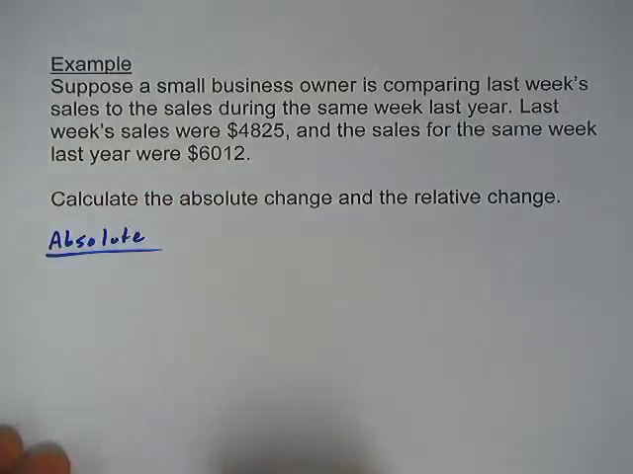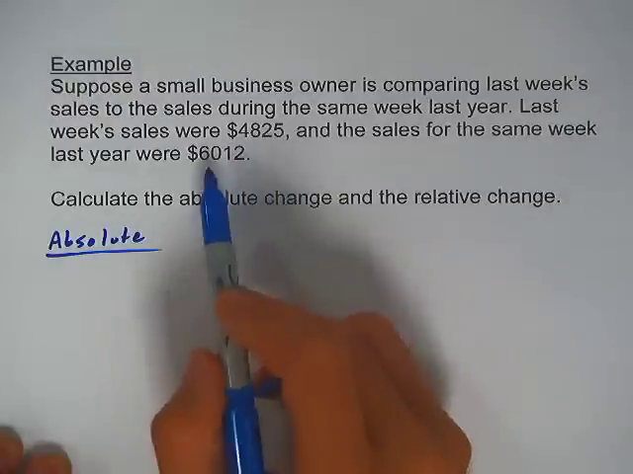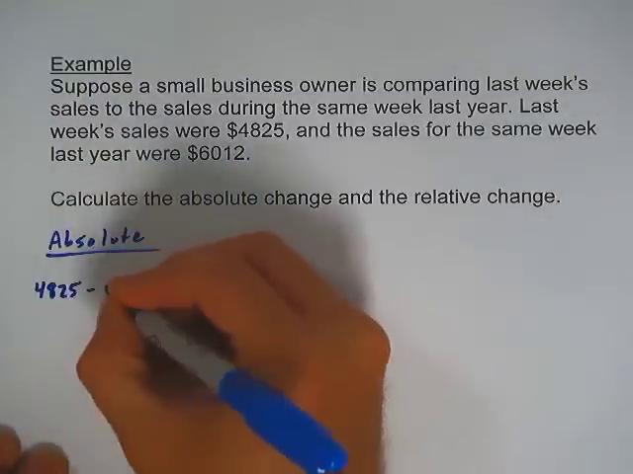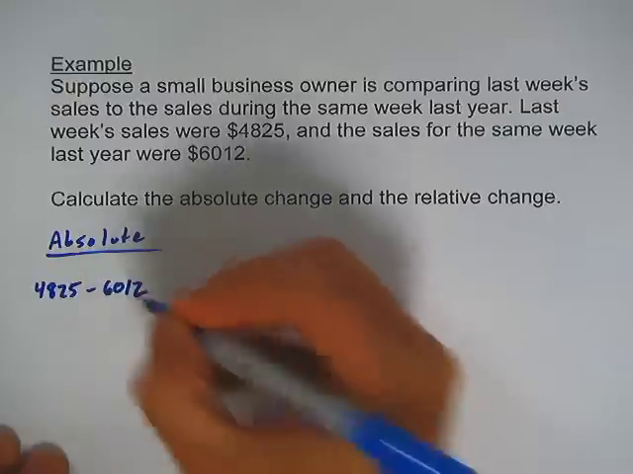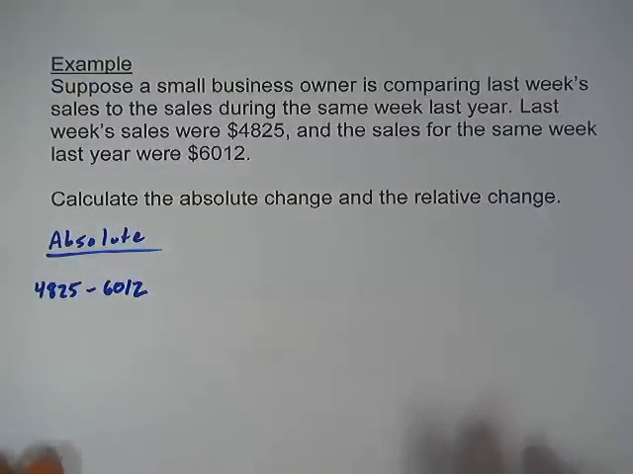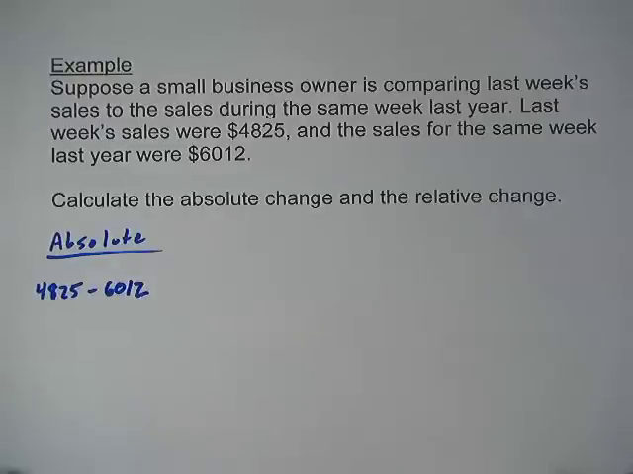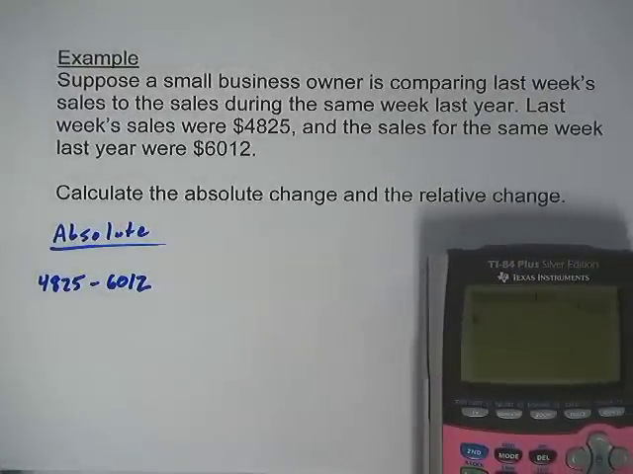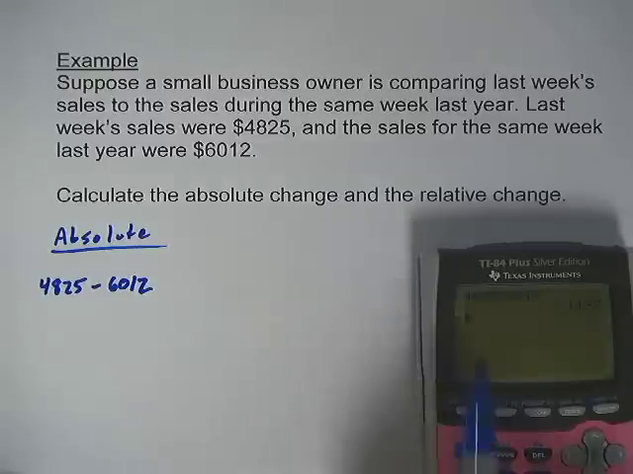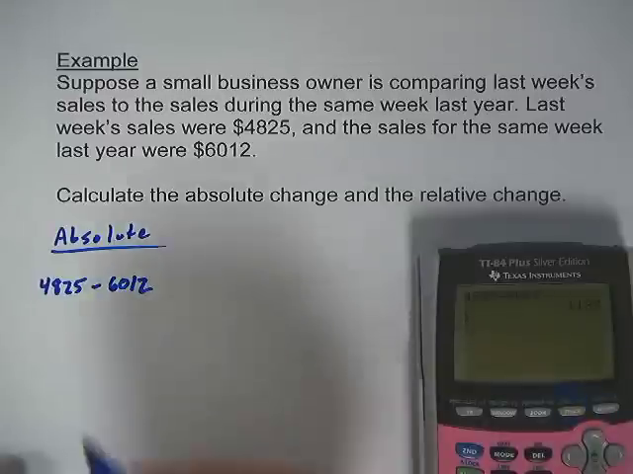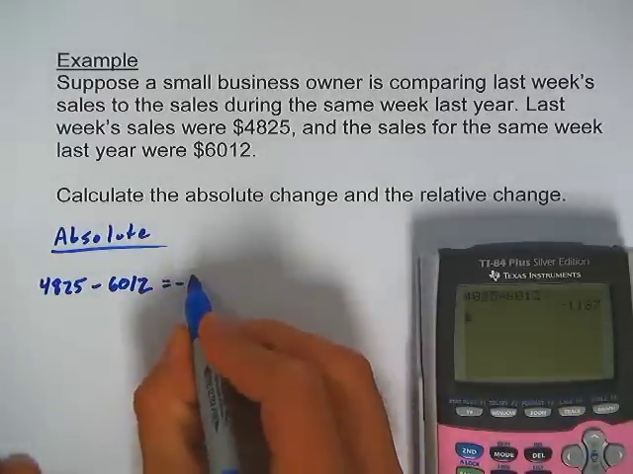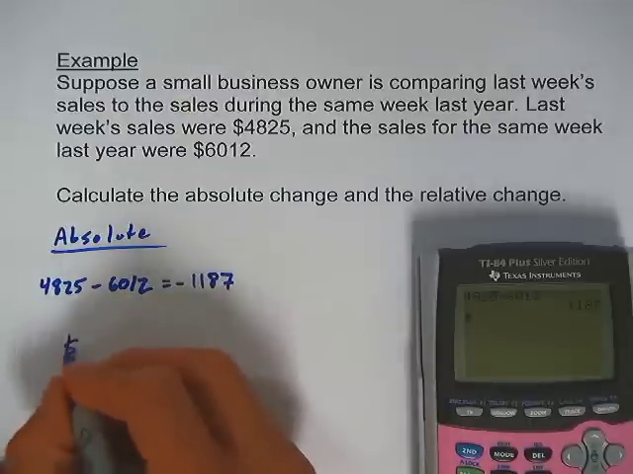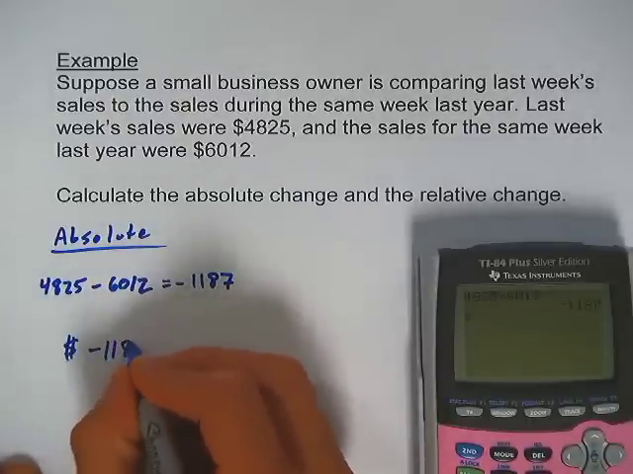So your absolute change again is just your difference between your new and your old. So we need to take the new value and subtract the old value. So 4,825 minus 6,012. So what I'll do is I had that typed into my calculator. So that minus that, and I end up with negative $1,187. So my absolute change is that.